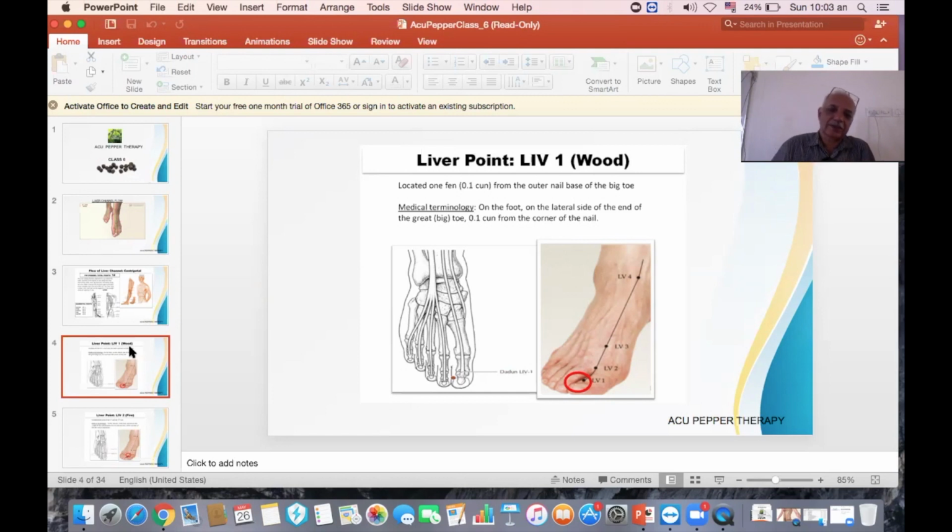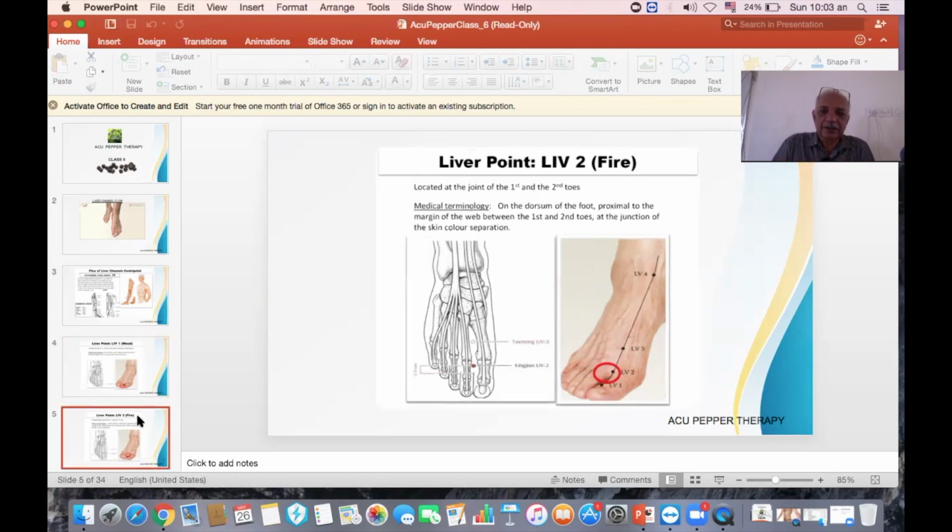It energizes the wood. Then this liver 2, it is a fire point. Fire point on the wood channel. So whenever the fire has to be energized, the fire is weak, the wood is good, you start giving this liver 2 point.